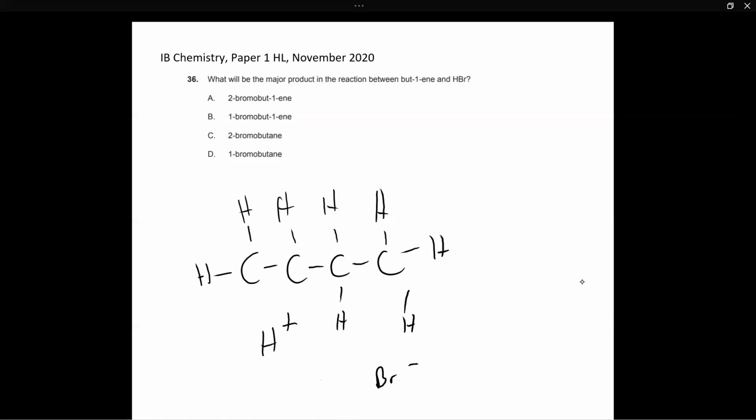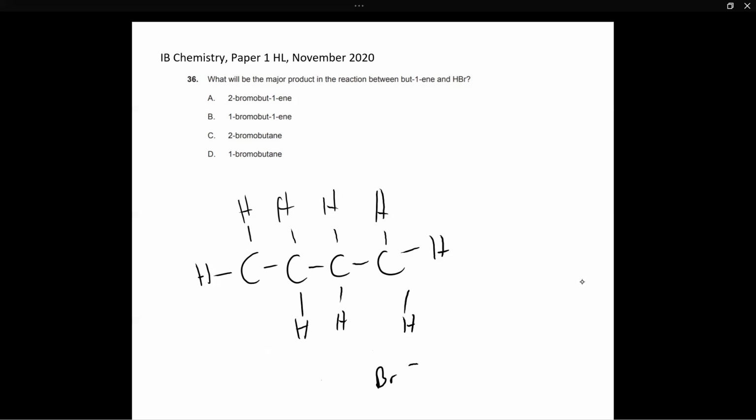Now, the place where it will attach preferably would be the place where the carbocation is formed. What I mean by the carbocation is that when this double bond over here is broken, this hydrogen will go and attach itself to one of these carbons. It will either attach itself to this carbon or it will go and attach itself to this carbon.